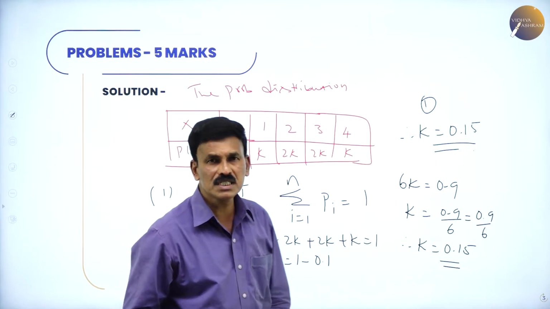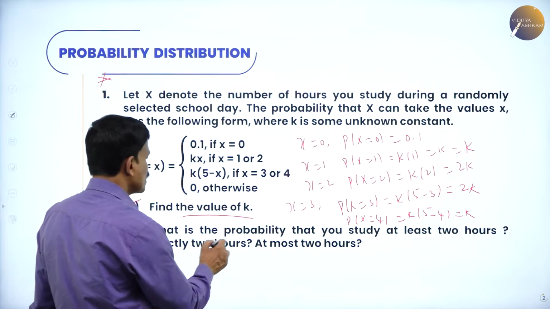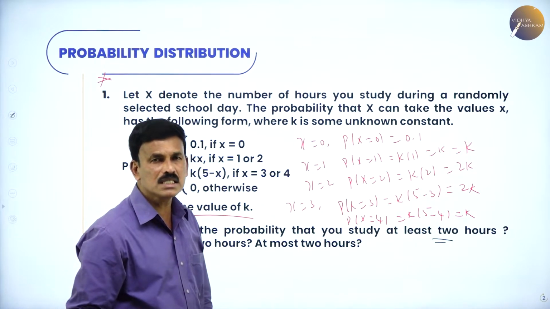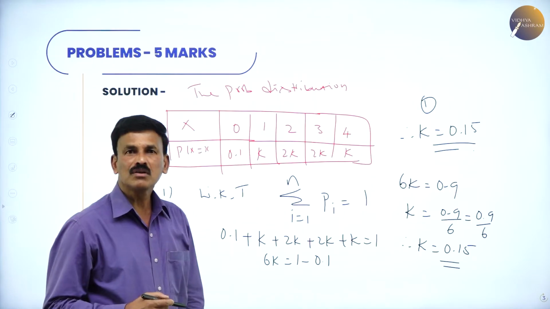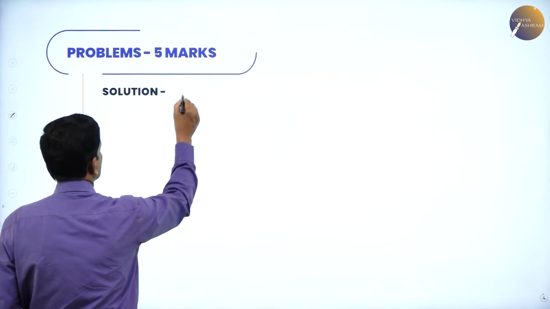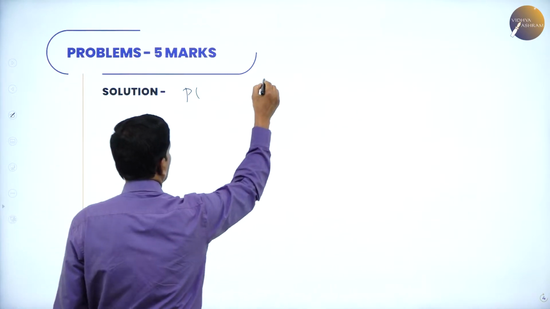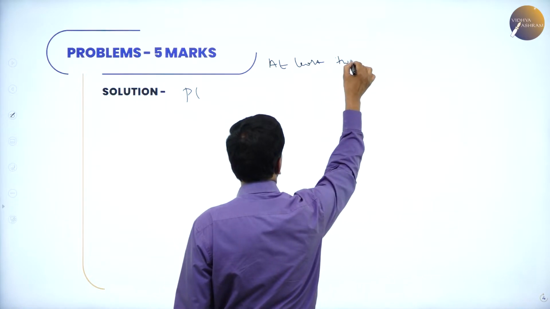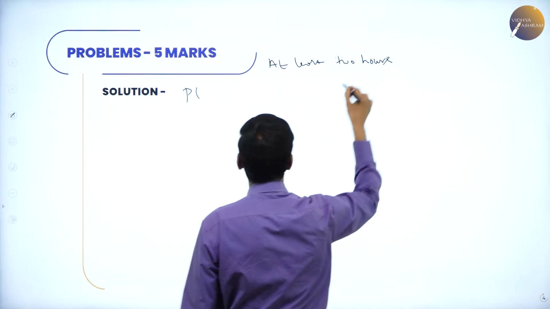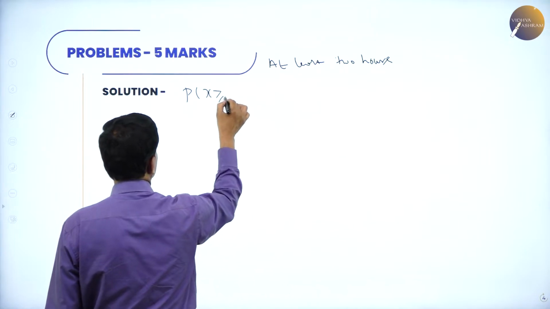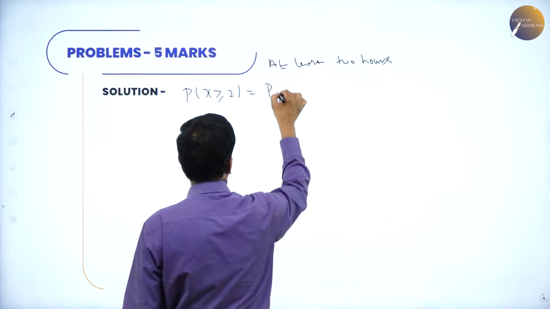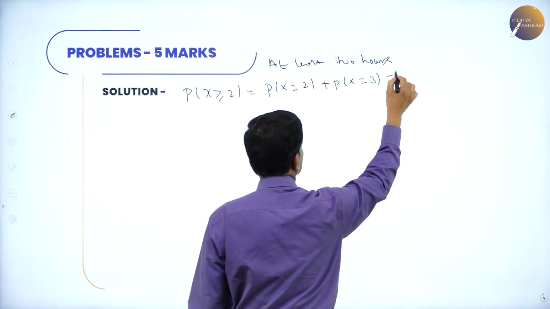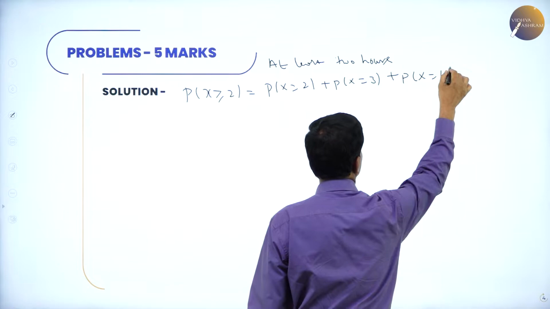Now, let us find out the values. What are the conditions given? First, what is the probability that you study at least 2 hours? Now here, first condition: probability of at least 2 hours means probability of X is greater than or equal to 2. That is, probability of X equals 2 plus probability of X equals 3 plus probability of X equals 4. That's all.